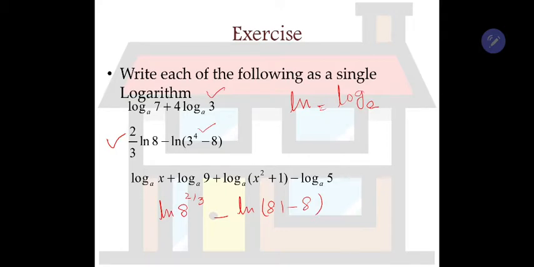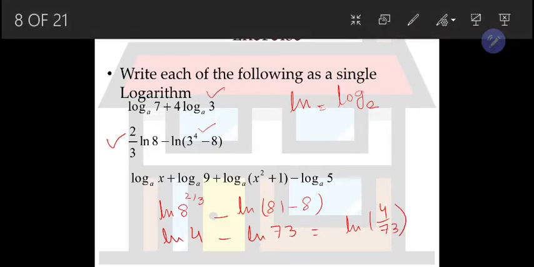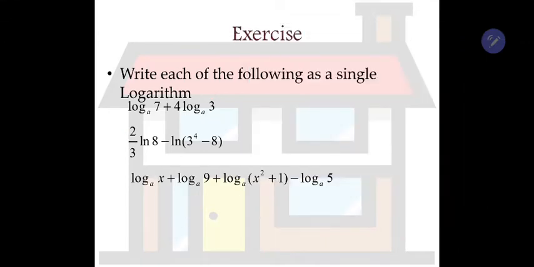So this is log 73, and 8 to the power 2 over 3 is going to give you 4. So this is log 4. Once again, one of the properties of log says when you have two logs with a negative sign between them, it can be written as log 4 over 73. So that's how you answer this question. Let's continue.